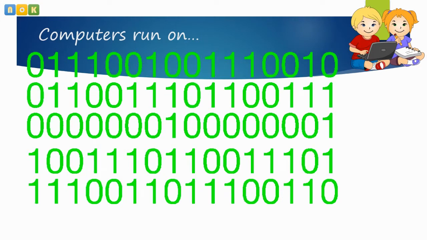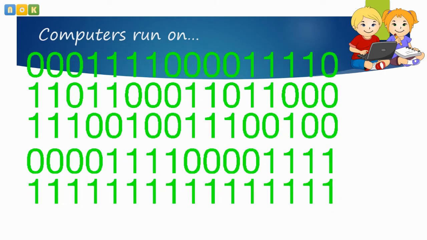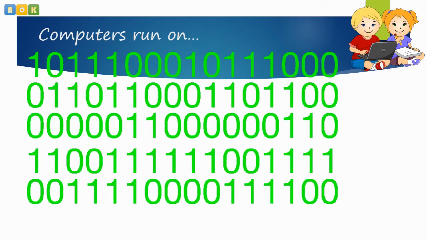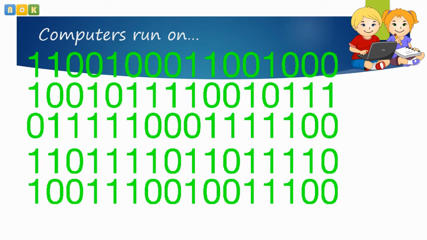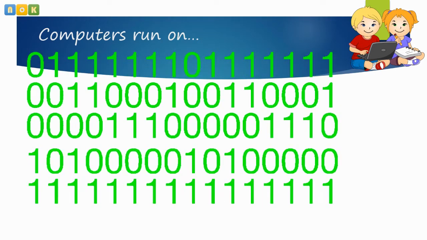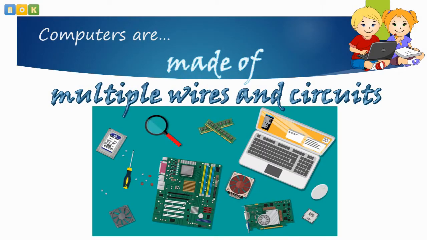Computers run on ones and zeros. These ones and zeros are what constitute the primary language of computers, the binary. To understand where this originates from, we need to first understand what computers are made of. A bunch of wires and circuits. And the communication between them results in the working of the computer.